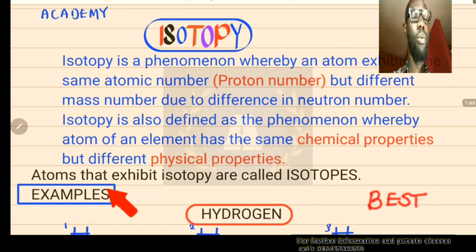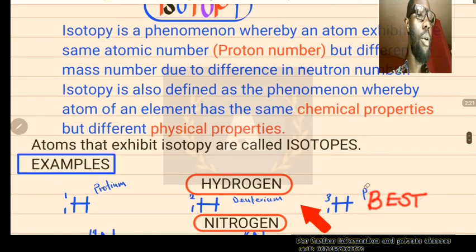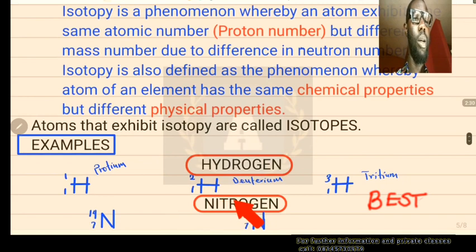So we're going to give examples. Example is hydrogen. We have hydrogen that has a proton number of 1 and a mass number of 1. There is another hydrogen that has a proton number of 1 and a mass number of 2, and another hydrogen that has a proton number of 1 and a mass number of 3. This is called protium, while this is called deuterium, and this is called tritium.